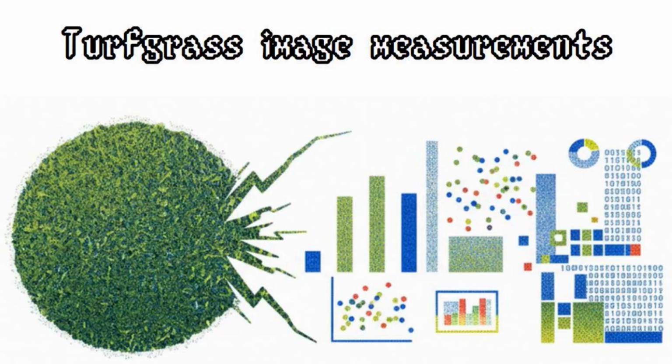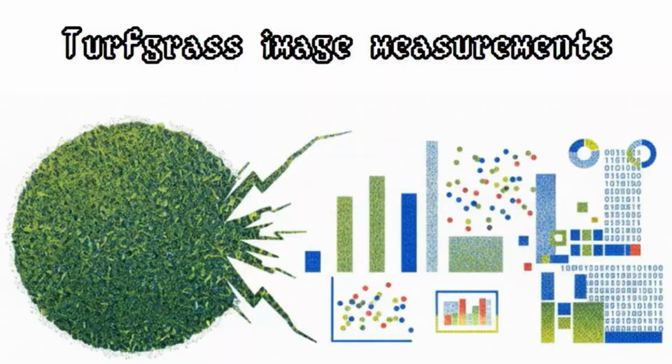Have you ever looked at a photo of a lawn and wondered, how could we turn that simple picture into actual, hard, scientific data? I mean, it seems easy, right? You just tell a computer to count the green pixels. But, as we're about to find out, the real world is a whole lot messier, and the solution is way more fascinating. Let's dig in.